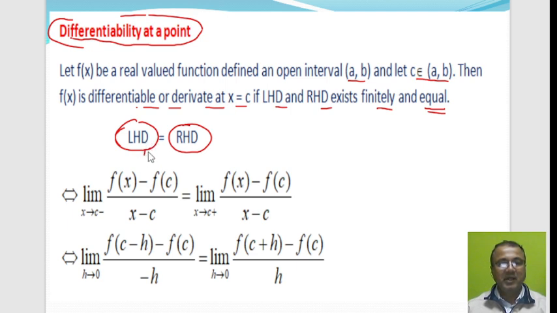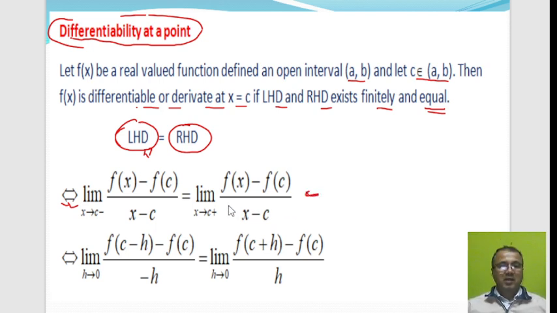Now what is the left hand derivative? How will we write it? The left hand derivative is limit x tends to c minus of f of x minus f of c divided by x minus c. This is the left hand derivative. Now the right hand derivative is limit x tends to c plus of f of x minus f of c divided by x minus c. So this is the right hand derivative.